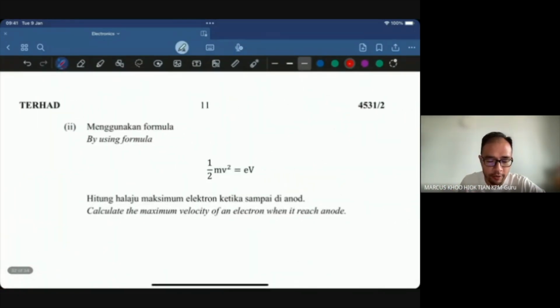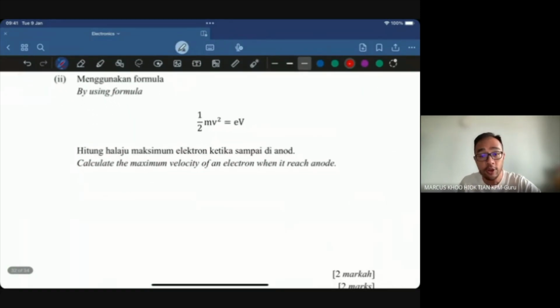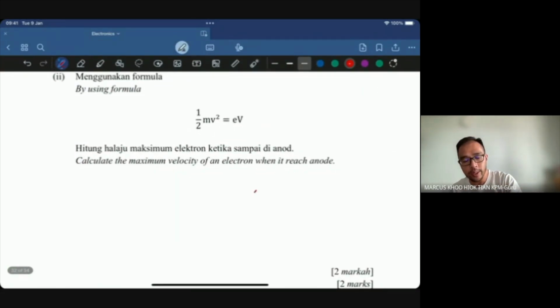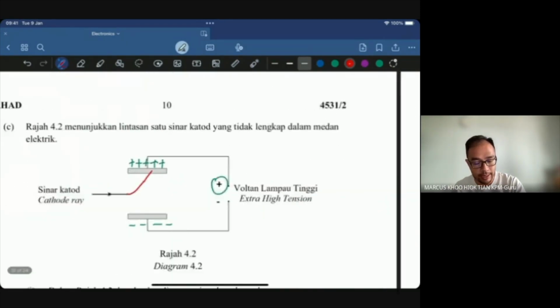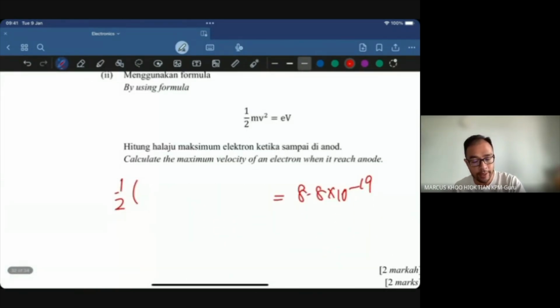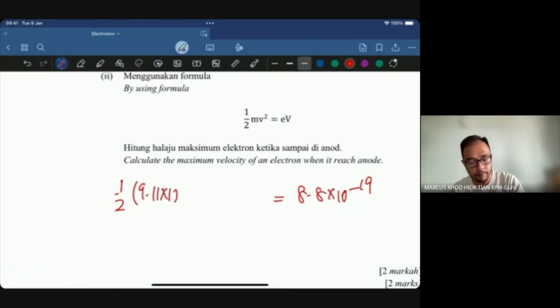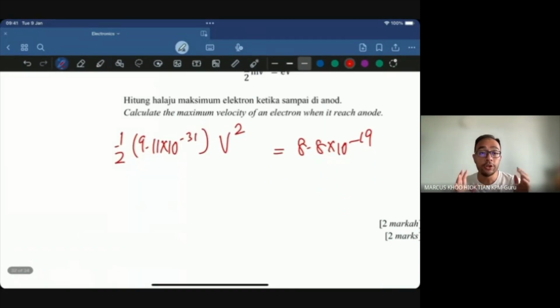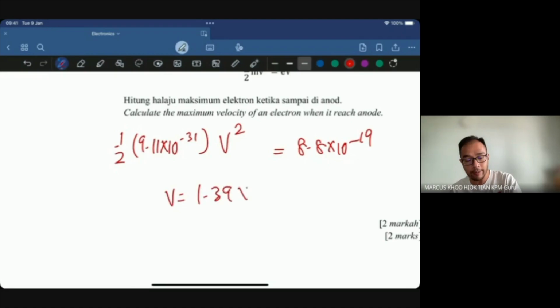Now by using the formula half mv squared equals eV, you've already calculated eV, so don't waste time. 8.8 times 10 to the power negative 19 equals half. Mass is given, right? 9.11 times 10 to the power of negative 31, times v squared. Don't forget to square root the v. You will get the answer: v equals 1.39 times 10 to the power of 7 meters per second.